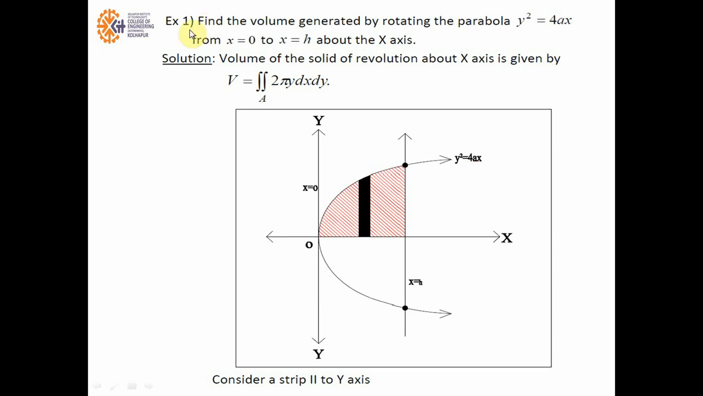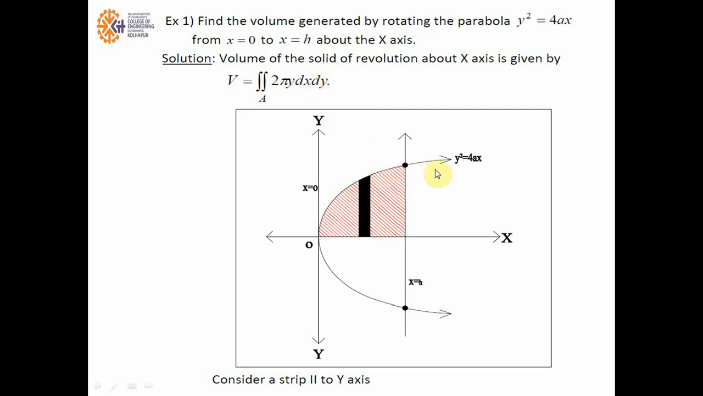Let us consider the first example. Find the volume generated by rotating the parabola y square is equal to 4ax from x is equal to 0 to x is equal to h about the x-axis. So as we know that volume of the solid of revolution about x-axis is given by V is equal to double integration over the region A 2 pi y dx dy.